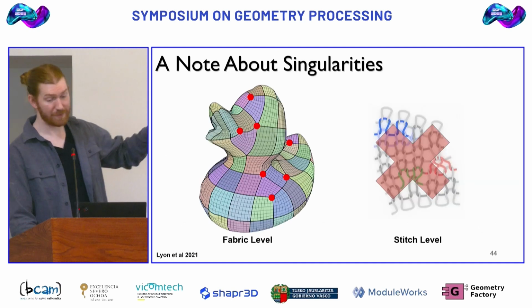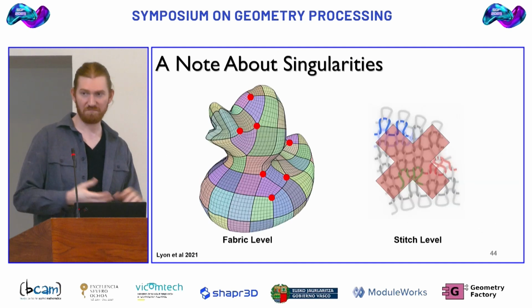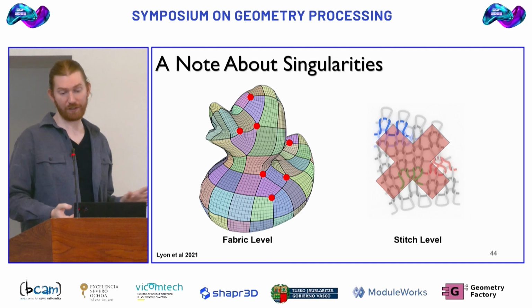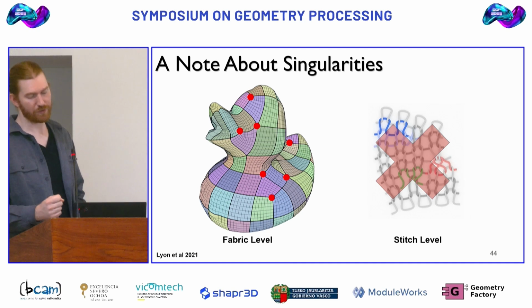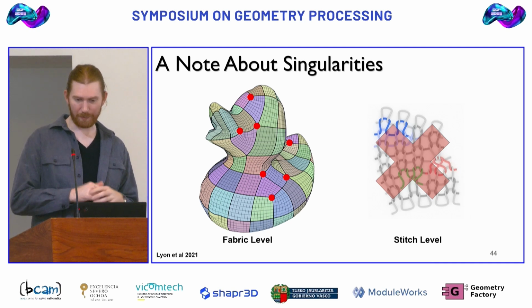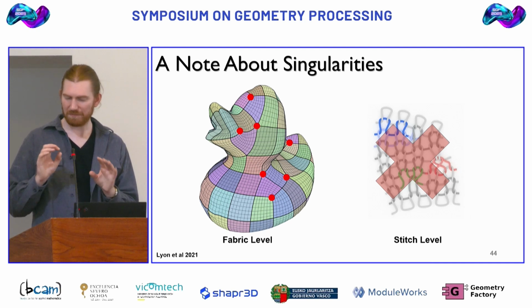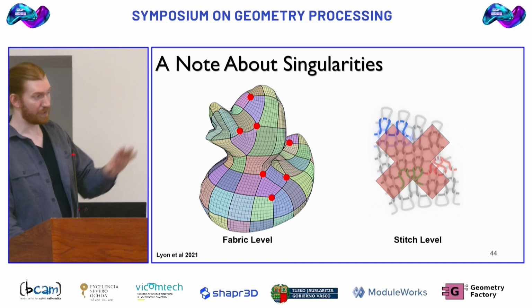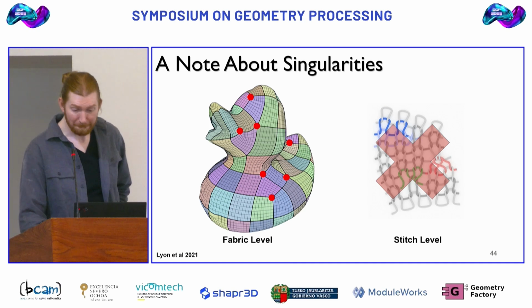One note about these singularities, you might wonder what exactly we mean here. In this work, we're really talking about fabric level singularities, which are the singularities you'll see in quad layouts, things that are joining the separatrices. And these get to be a little bit loose, a little bit flexible about local curvature. This isn't the stitch level singularities that we talked about earlier and that you'll hear about more later.